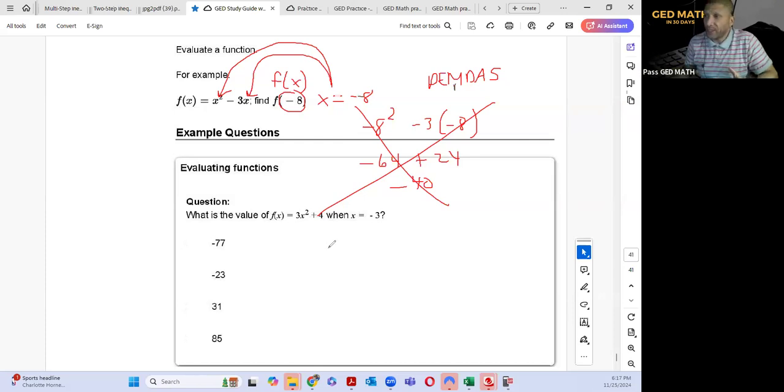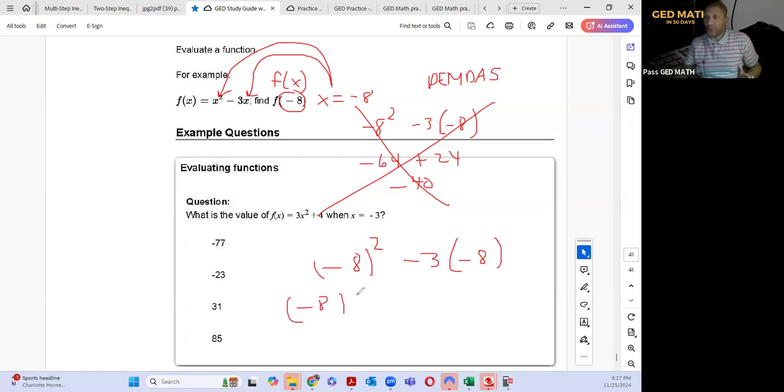So why is it wrong? Because you're squaring what x is. So what you have to do is put the minus 8 in parentheses. Then you're going to get minus 8 squared, which is minus 8 times minus 8, which is a positive 64. Two negatives make a positive. So your answer would be 88.